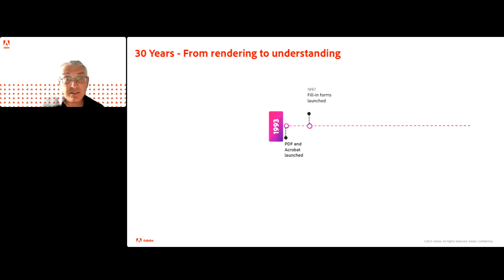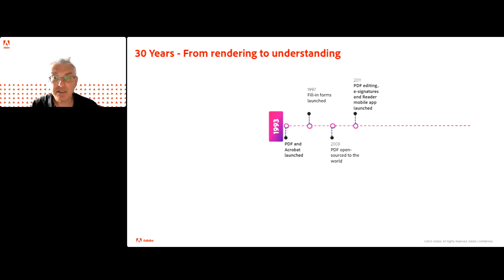Then in 1997, we've got fill-in forms. And then in 2008, we released PDF as an open source format to the world, allowing a lot more people to use the PDF platform and the PDF capabilities. In 2011, we created the concept of PDF editing. We introduced electronic signatures, and we also had the Adobe Acrobat mobile app launched for mobile platforms with iOS and Android. In 2017, Acrobat comes to the cloud.